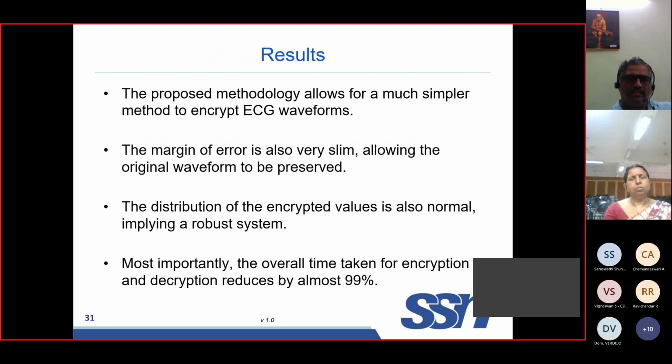I'd like to present the results that we've come up with after analyzing the ECG waveform. The technique that we've utilized is a much simpler method. The overall reduction of the size of the matrix drastically reduces the time that it takes to encrypt and decrypt the matrix. It's also a method where the margin of error is very slim, meaning that the original waveform is preserved. As we saw in the histogram, the distribution of the encrypted values is a normal distribution, meaning that the system is quite robust. And as mentioned before, the most important part, the time taken, drastically reduces.